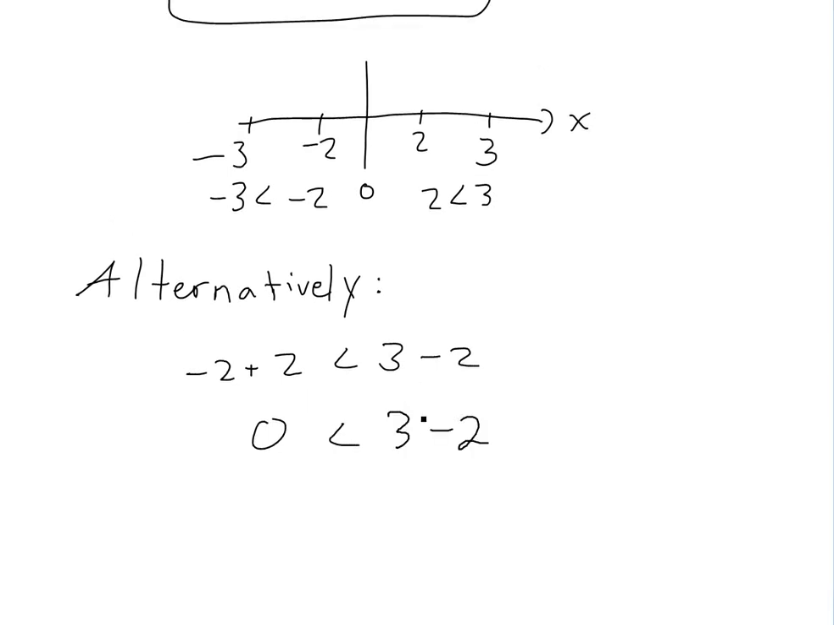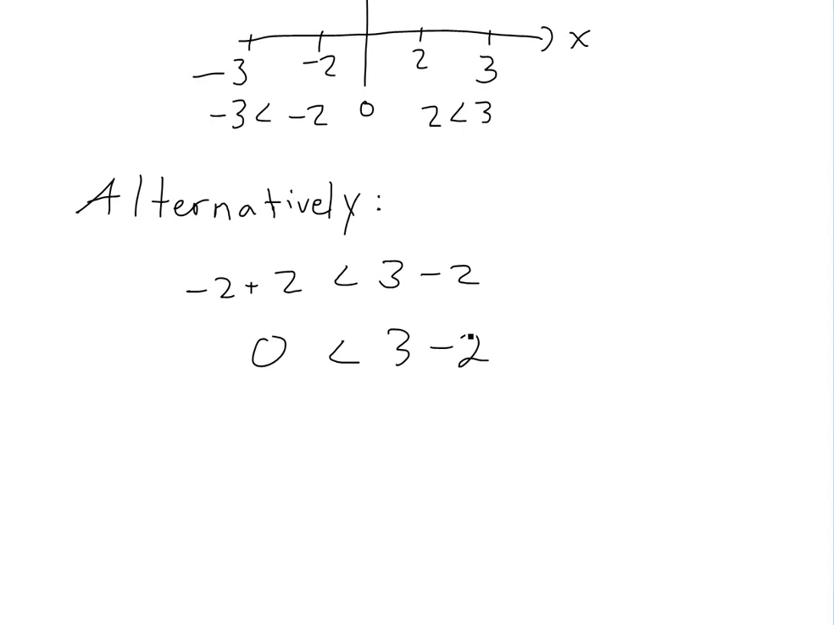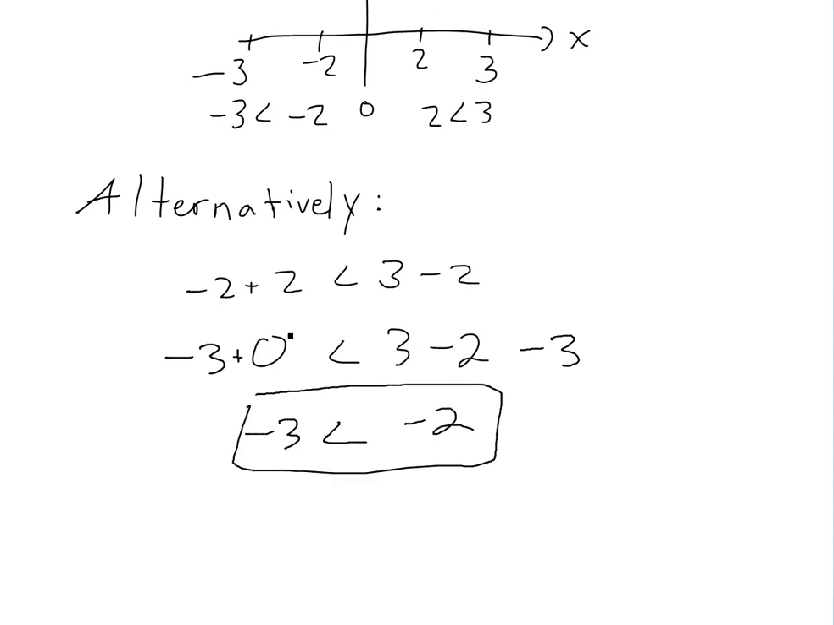Actually, just leave that, don't really subtract it. Now for this one, subtract -3 from both sides. So we're going to get -3 is less than, this 3 cancels, -2 here. So alternatively, you could just subtract it like this, and as you can see here, -2 is greater than -3.